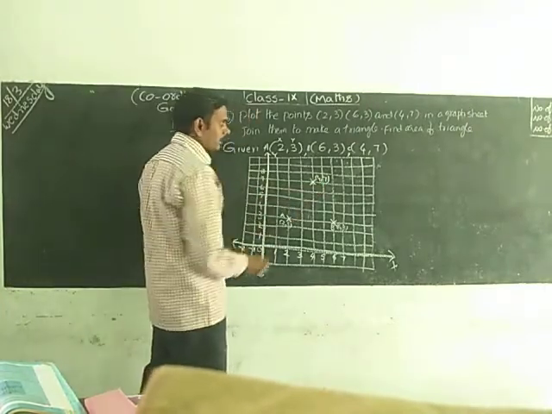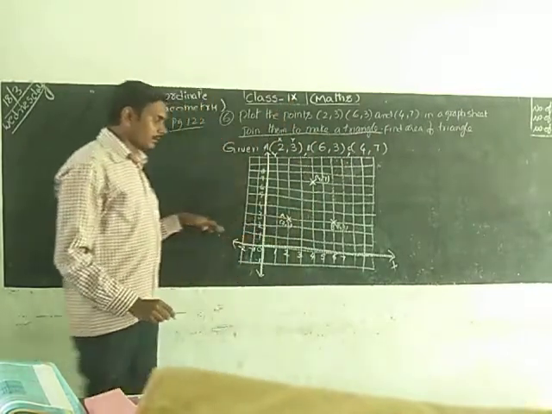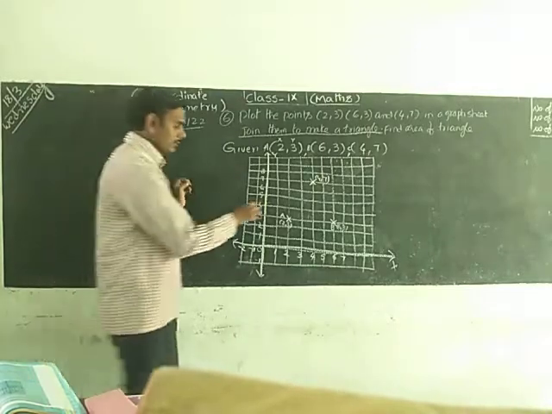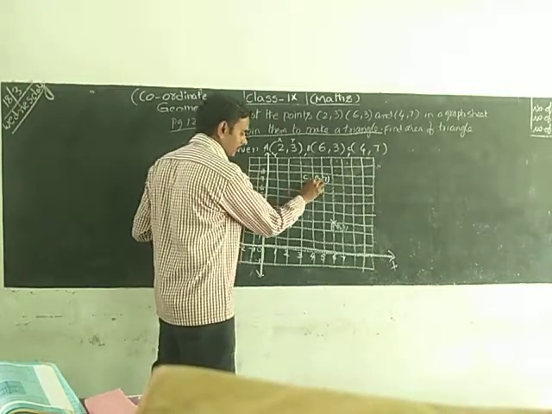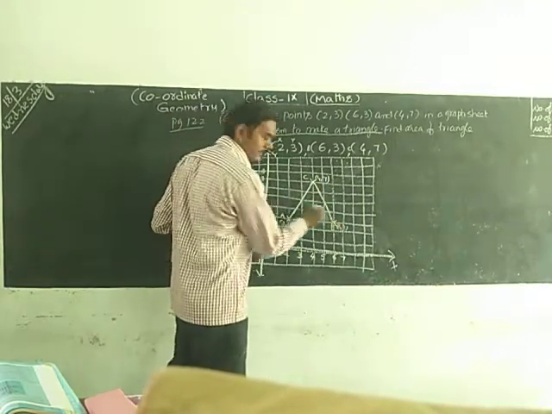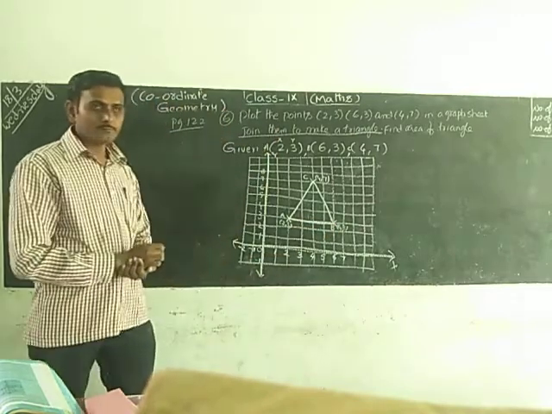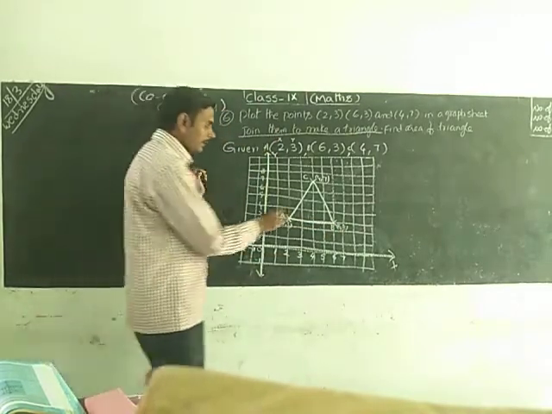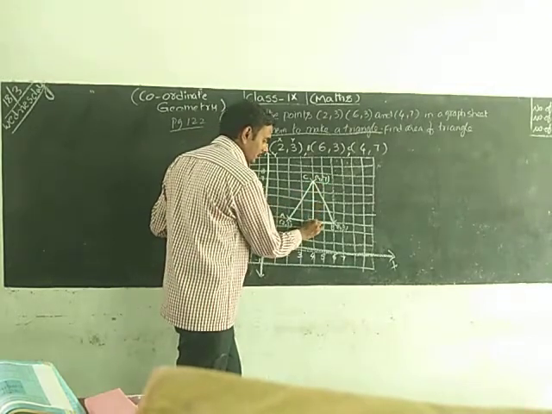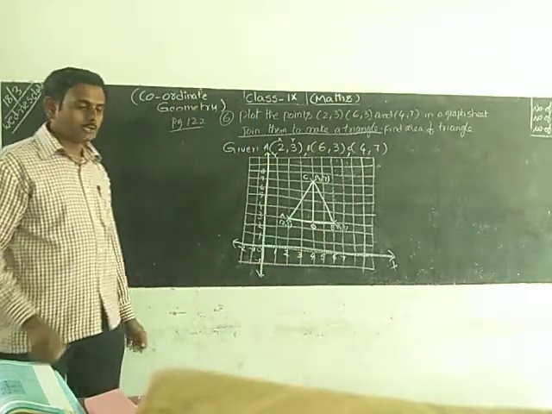What does the question say? Join them to make a triangle. We have to frame a triangle, so I join AC, BC, AB. I got one triangle. From C, I drew one perpendicular line here. This point is taken as O. CO is the height of the triangle.